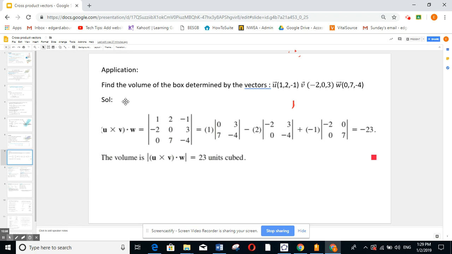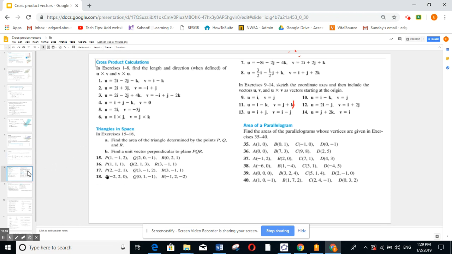But what concerns us, if they're asking about the volume determined by 3 vectors, which is a parallelepiped, I do the determinant. I put the vectors 1, 2, minus 1; minus 2, 0, 3; and 0, 7, minus 4. If you do the determinant, you're going to get an answer, and this answer is nothing else than the volume formed by the 3 vectors. This is called the box product. Whether you start with U, V, W, whatever, it's all the same. Here I gave you some application problems. You can solve them by yourself.